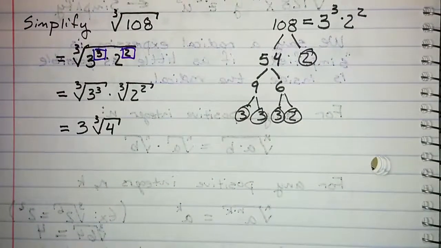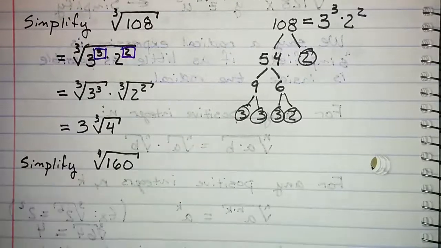I'm going to give you one of these to try as well. Simplify the fourth root of 160 by first factoring 160 into primes. Pause the video and try this now.